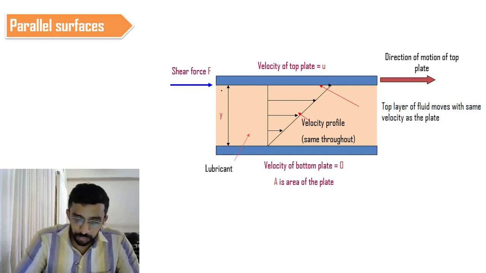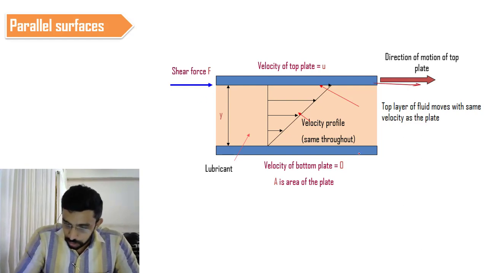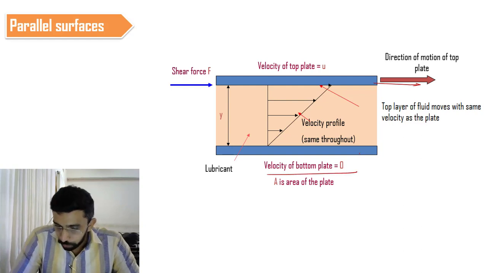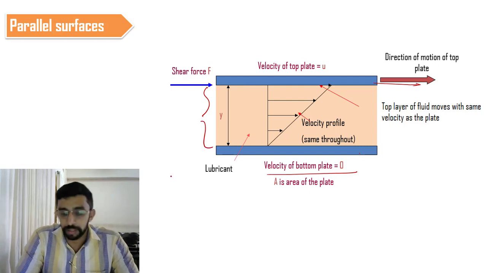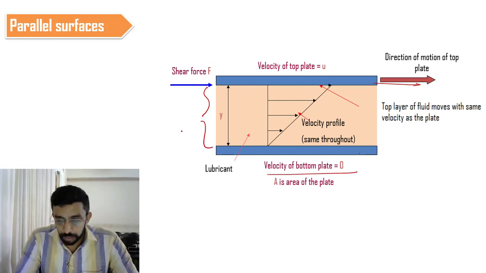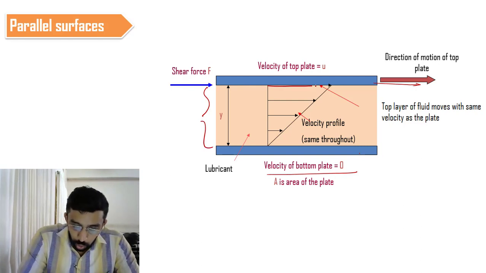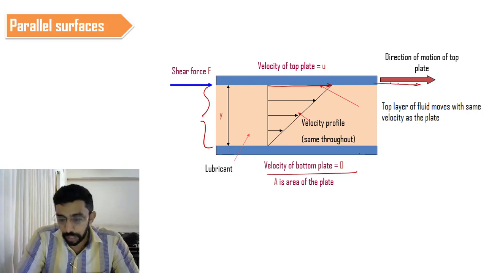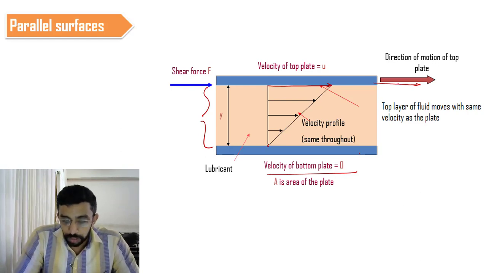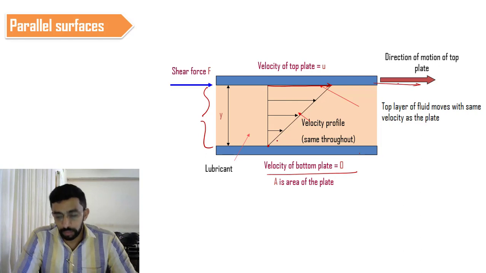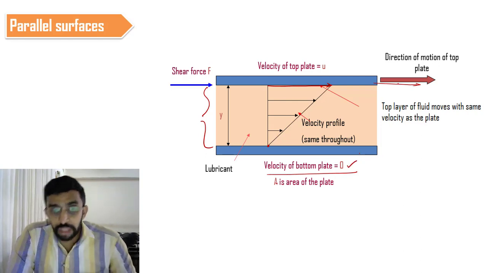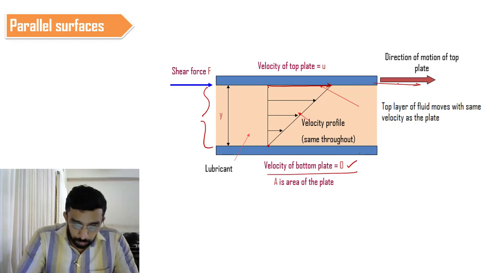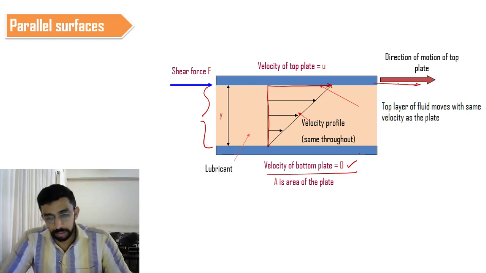If we look into this picture, we can say that this surface is sliding in one direction, and this is stationary. Velocity of the bottom plate is 0, and we have a fluid film in between these two layers. As the upper one slides, the top layer will have the same velocity as the plate, but the bottom surface of the lubricant will have a velocity of 0, since the bottom plate is stationary. So the velocity profile will be something like this.